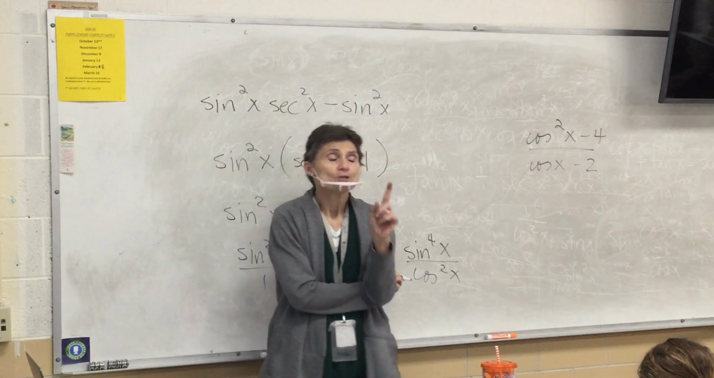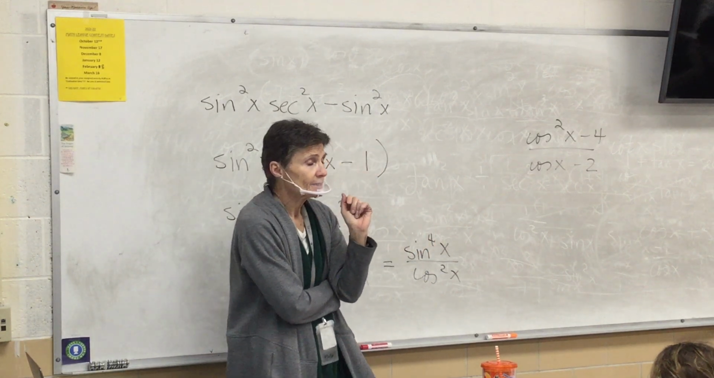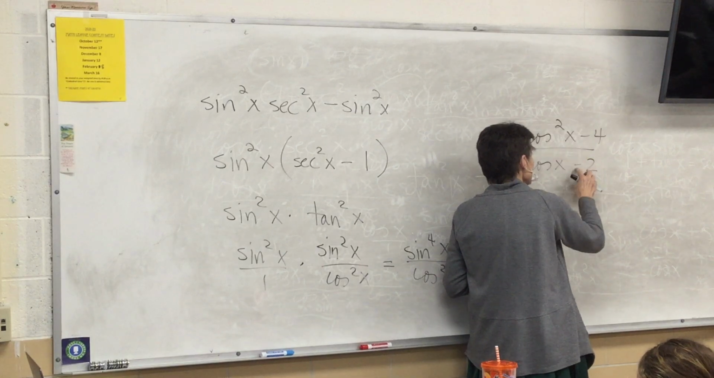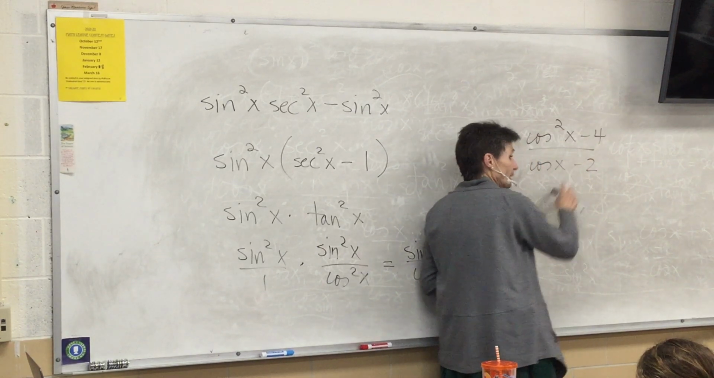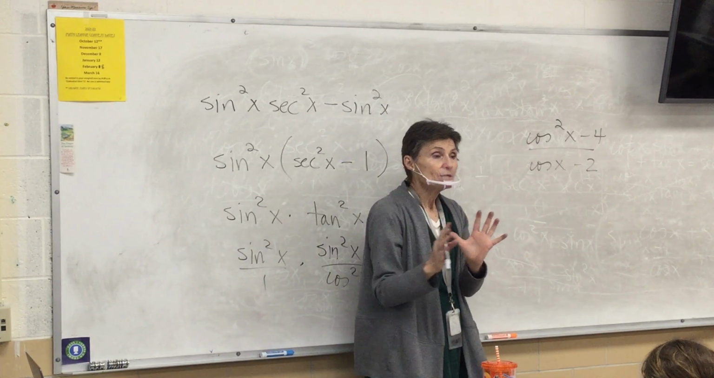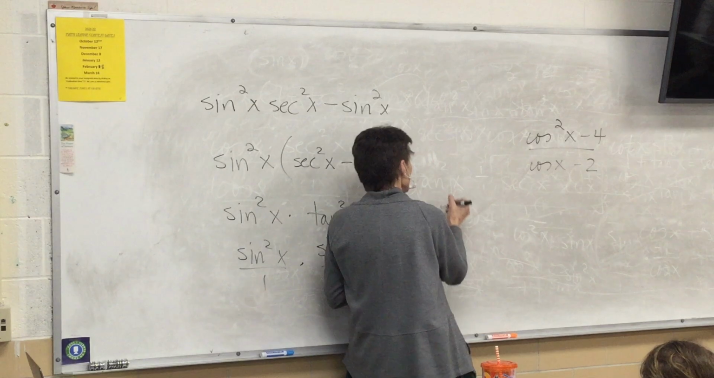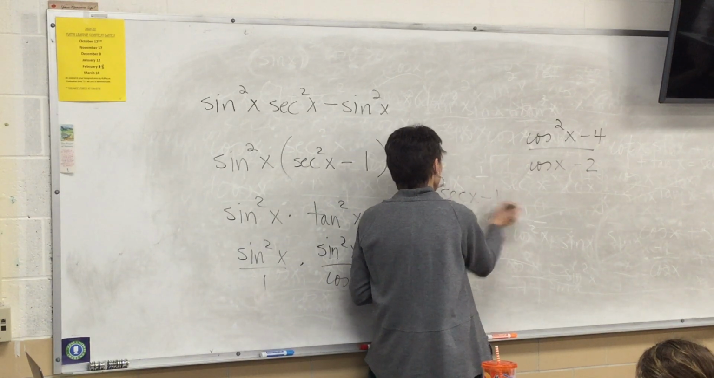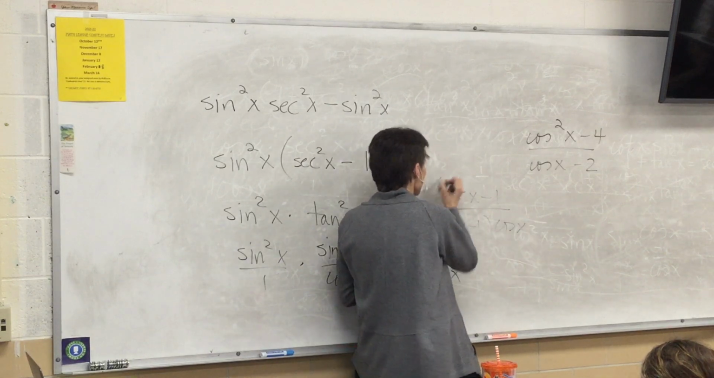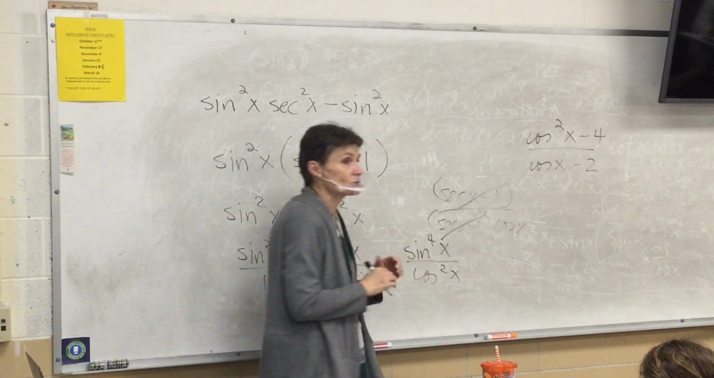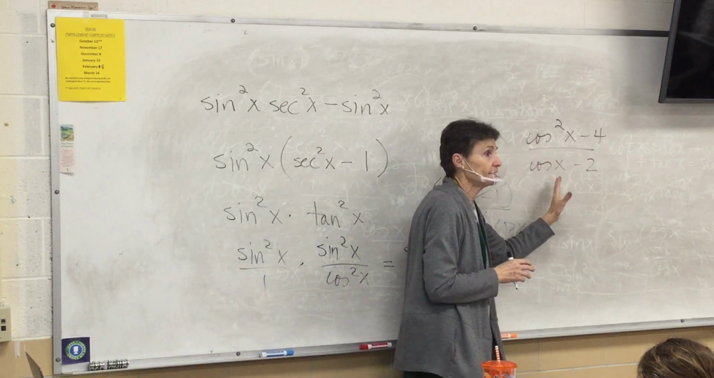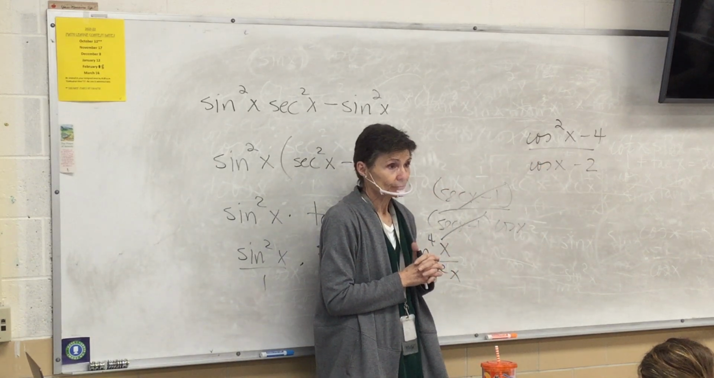Take a look at it. Do not cancel. Kids, you can never cancel when you have pluses and minuses unless you can cancel the whole thing. Okay, so we had a problem a minute ago where we had a secant minus 1 over a secant minus 1 times a cosine or something like that. That will cancel because you can cancel the whole thing. But if you can't cancel the whole thing, then you can't cancel.